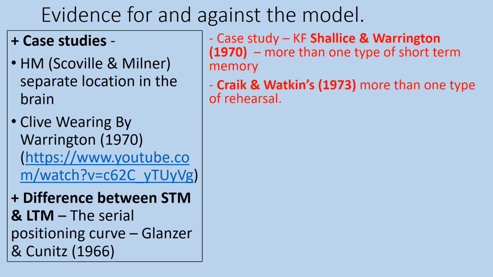Then we also have, very famously, the case of KF. Now, KF is actually quite awkward because KF is a study which proves there's an issue with the multi-store model of memory. But in doing so, it also shows support for the next theory. So it's one that's really, really good to know. And I'll even give you a little mnemonic in a few minutes to help you remember the KF case study. Okay. We've also got support from Glanzer and Cunitz.